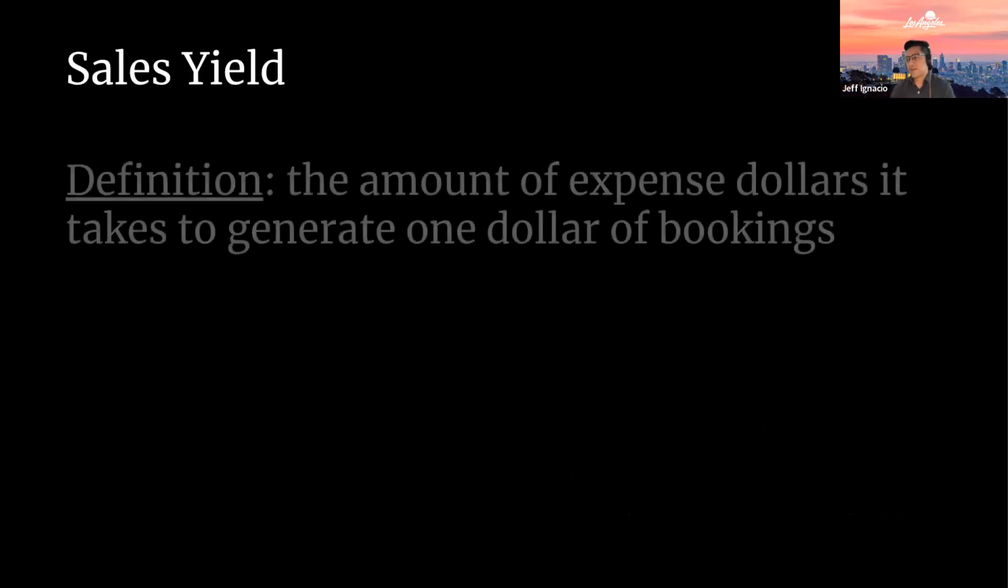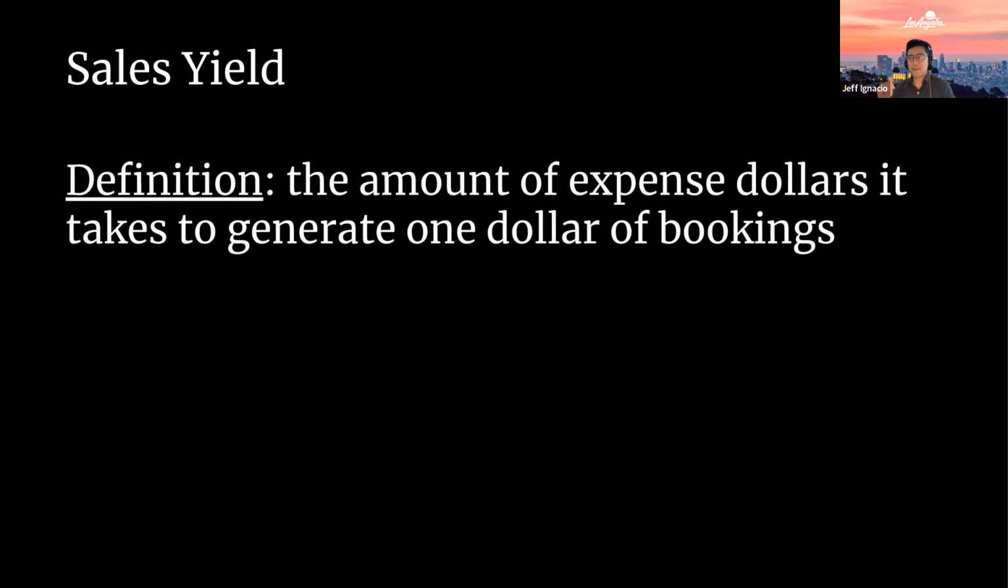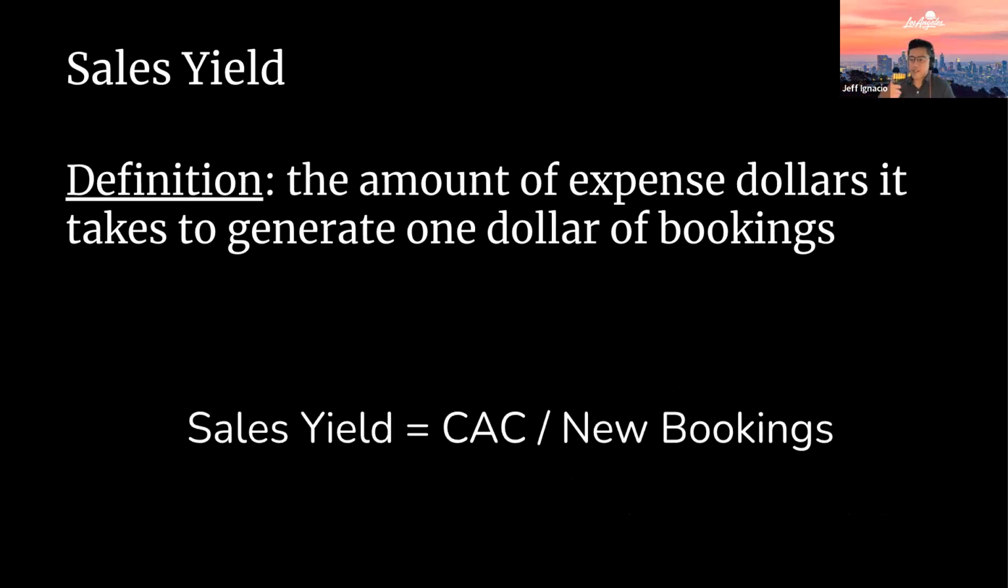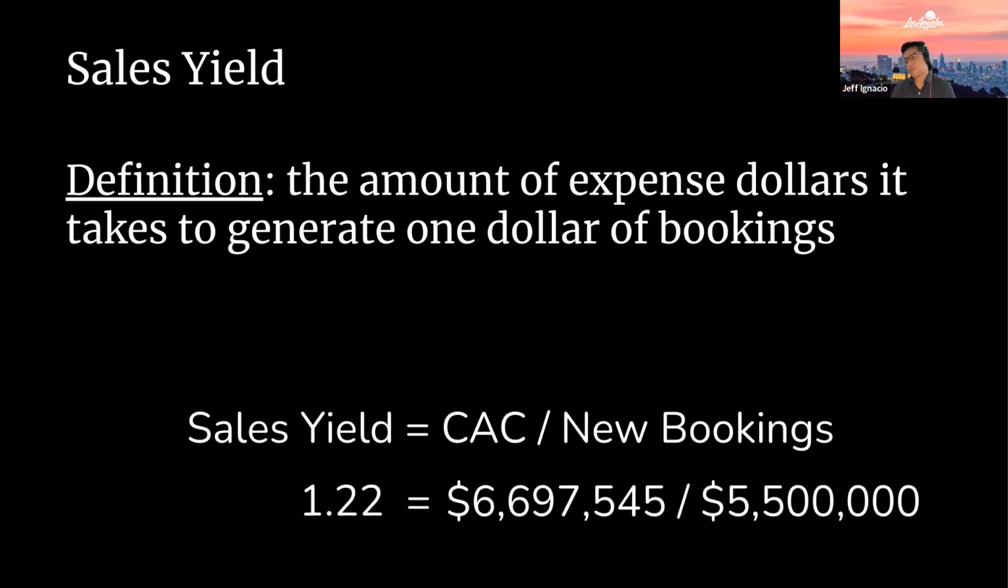All right, one other metric to look at is something called sales yield. This is a heuristic, a rule of thumb that you would use. What it does is it tells you how many dollars it takes to spend to generate $1 of bookings, very similar to a burn rate. Here you're going to take your CAC divided by your new bookings, and that should give you your sales yield. You want this number to be under 1, as low as possible. In the case that we've been doing the dummy math here, it's 1.22 for the customer acquisition cost divided by the new bookings.